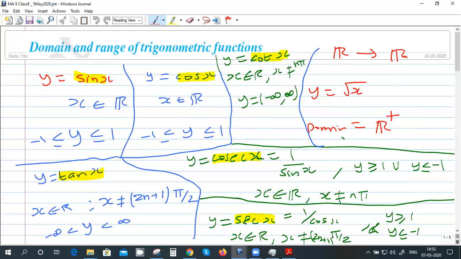Sine, cos, tan is done, right? Yes. And cot, the point should not be on the positive x-axis or negative x-axis, because on the positive and negative x-axis cot will become infinity, because cot is x by y, or x1 by y1.